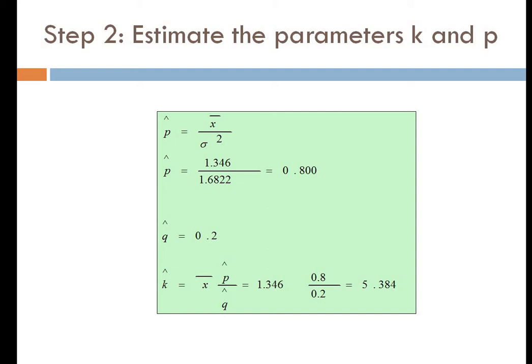Step 2. Estimate the parameters k and p. P hat equal to x bar divided by sigma square. Substitute the computed values. After simplification, we get p hat equal to 0.8. Q hat is 1 minus p hat. So q hat equal to 1 minus 0.8, that is 0.2. K hat equal to x bar into p hat divided by q hat. Substitute the values and after simplification we get k hat equal to 5.384. Here we are not going to round off this figure to the nearest integer. We use this quantity as it is.